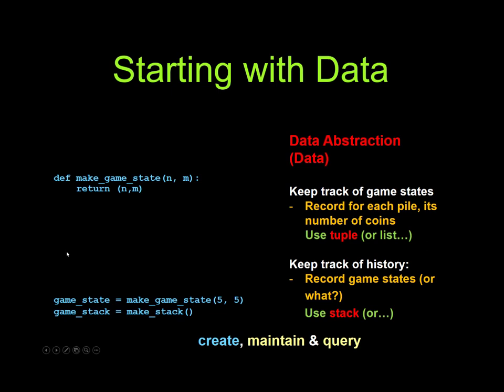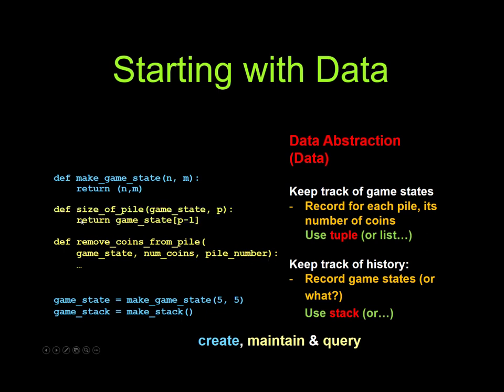So we next need to maintain it. To maintain it, we remove coins from pile. So we have this routine, define remove coins from pile, given the game state, the number of coins to remove, and from which pile. And we also have size of pile to query. Given the game state and which pile, we return the number of coins in that pile. So these are the 3 functions that we have to do to create, maintain, and query the data that we have for the application. In general, you have to create, maintain, and query data in any other system too.